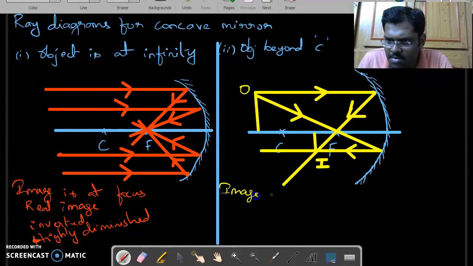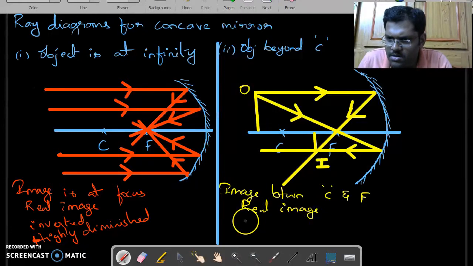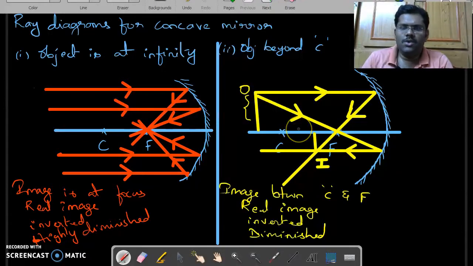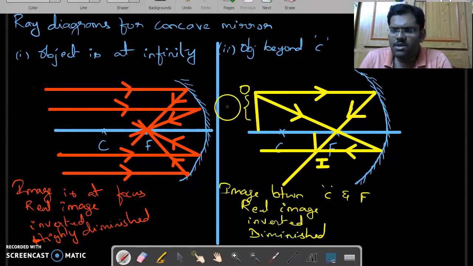between C and F. So the image will be a real image. It will be inverted, and it forms a diminution. What do you mean by diminution here? Diminution means a small size. If you observe the size of the image over here, you can see it is very small. So you can draw it like this, neatly, as I have said first.